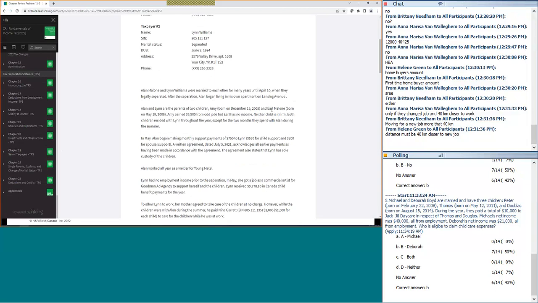Okay, so they're the parents of 2 children. They have Amy and Earl. Amy has income, Earl does not. Neither child has a disability. They both lived with Lynn throughout the year, but for 2 months they were with Alan.